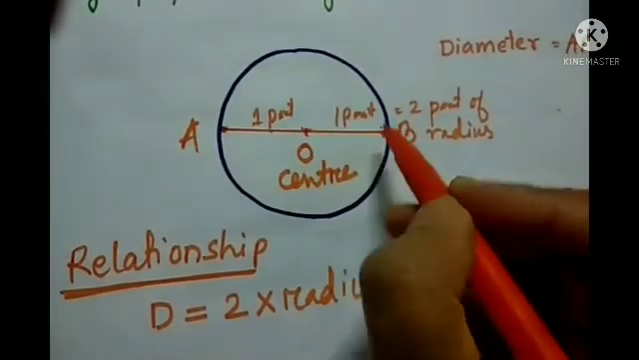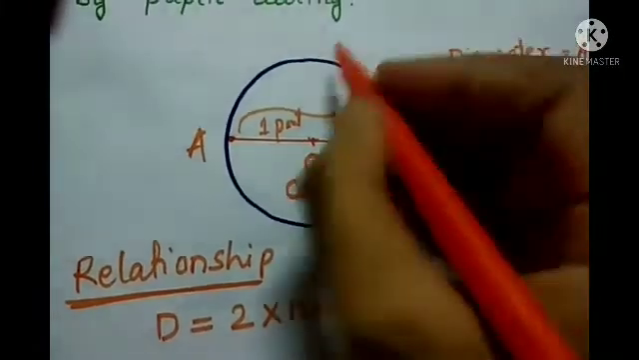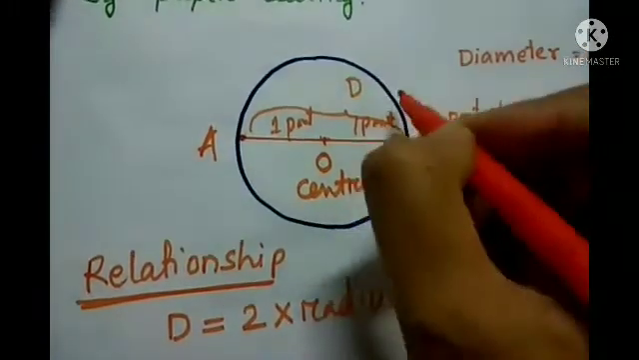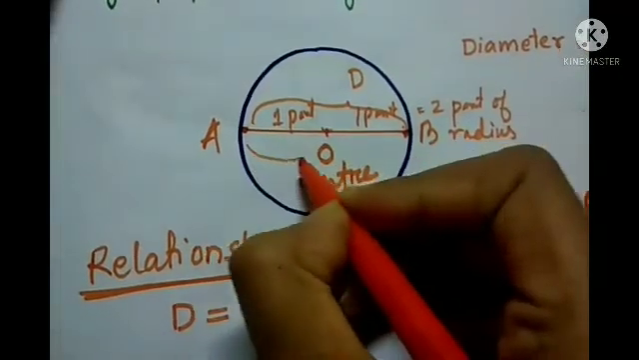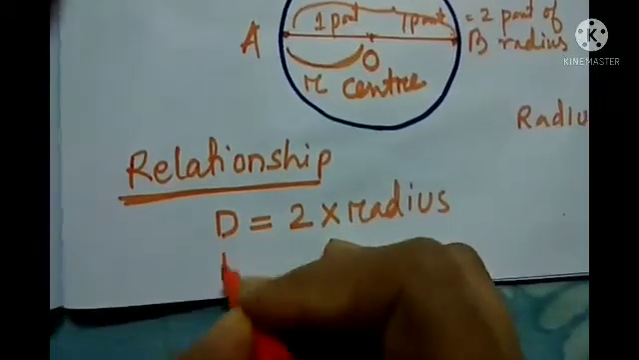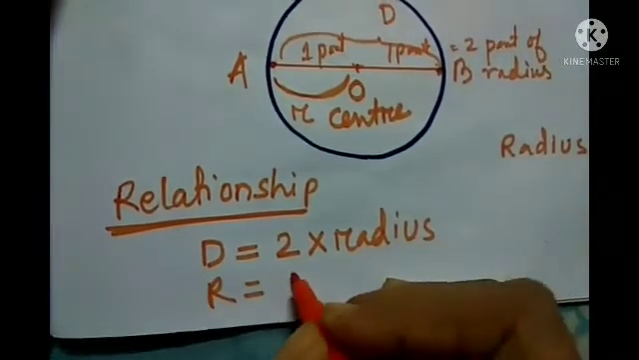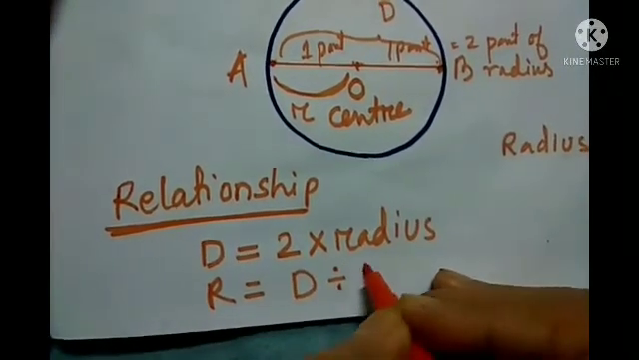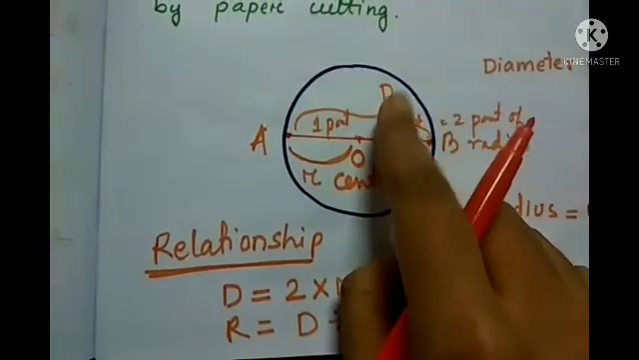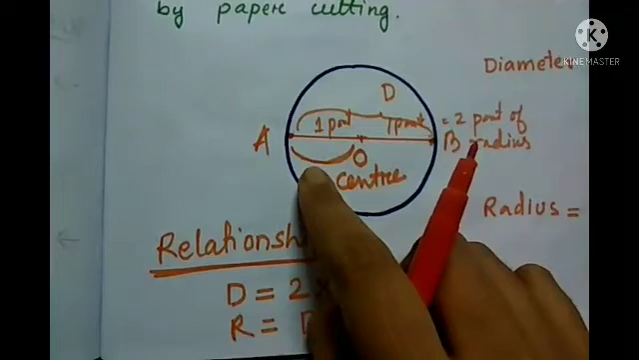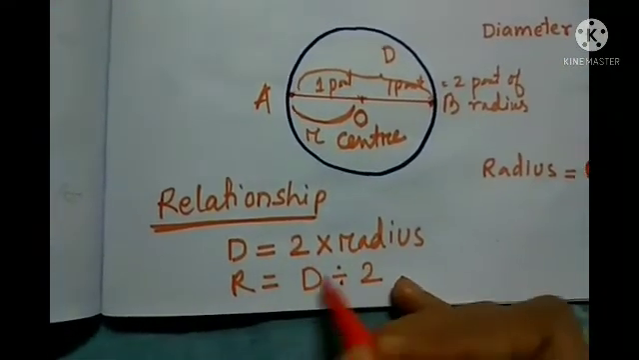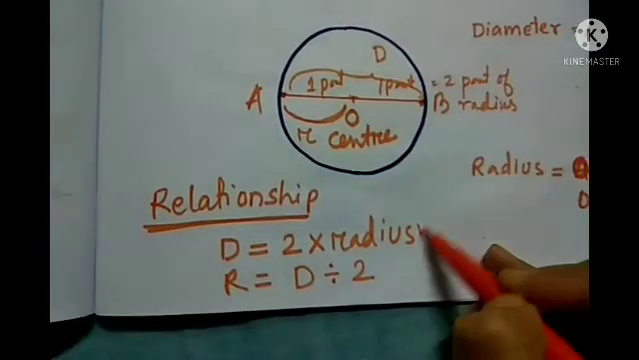Now in the case of radius, what is the relation with diameter? This whole line AB is the diameter, right? To find out from the diameter, we have to find AO. That is R, that means I am writing here radius. So we have to divide D by 2. That means half of D will be the radius. If AB is the diameter, then if we divide AB by 2, we get the radius. So this is the relation.